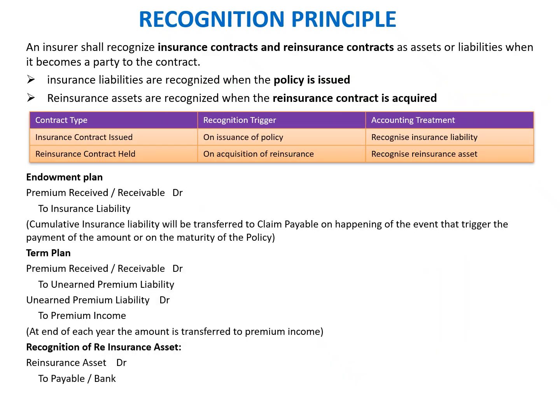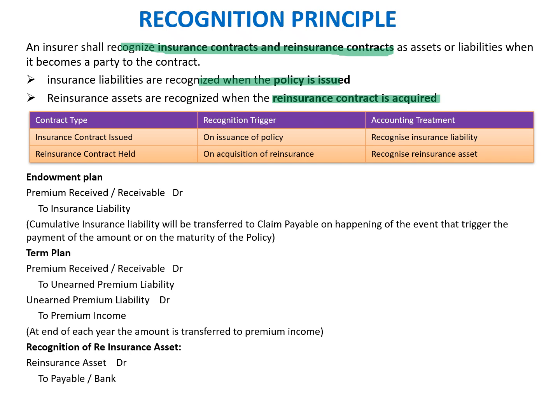Okay, now we'll talk about the recognition principle, which is the core for any Ind AS accounting. For an insurance company, the insurer recognizes the insurance contract and the reinsurance contracts as an asset or liability when the party enters into a contract. Insurance liability is recognized when the policy is issued. For reinsurance, assets are recognized when the reinsurance contract is acquired.